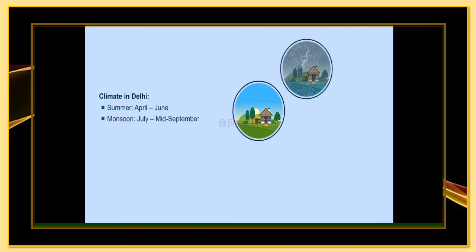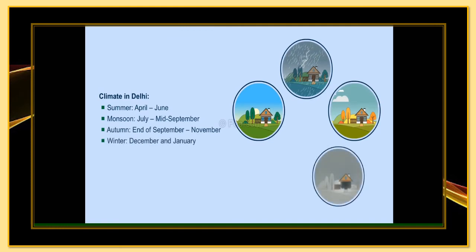So Delhi has all the 5 seasons. From April to June, it is very hot, which is summer. Then the monsoon occurs during July to mid-September. From the end of September to November, there will be a pleasant climate and that is autumn. There will be a very cold climate during December and January. Then the climate will be sunny and pleasant during February and March.